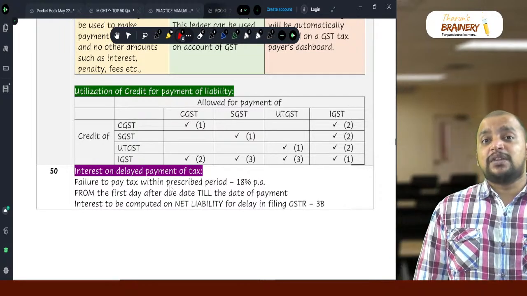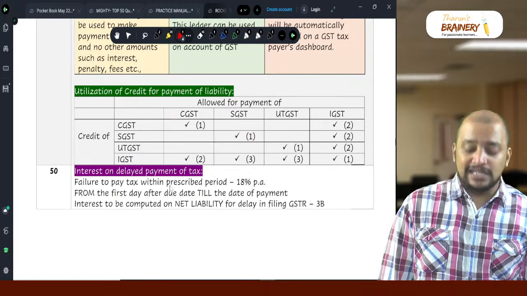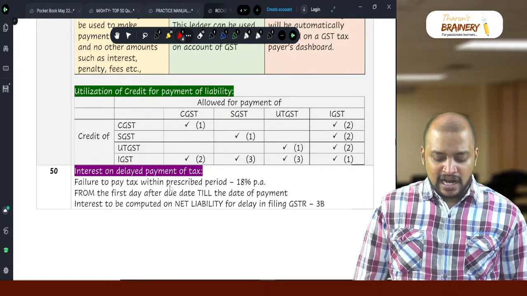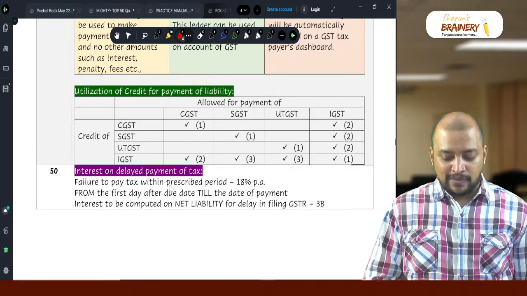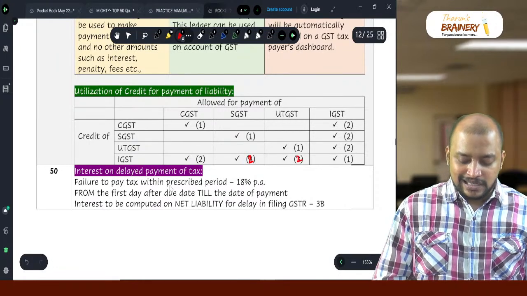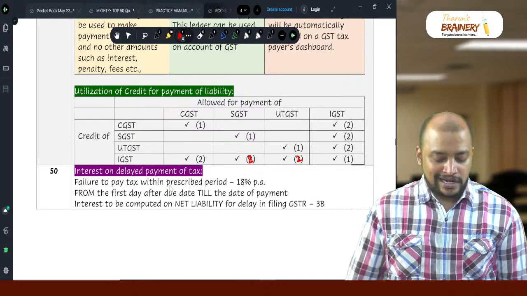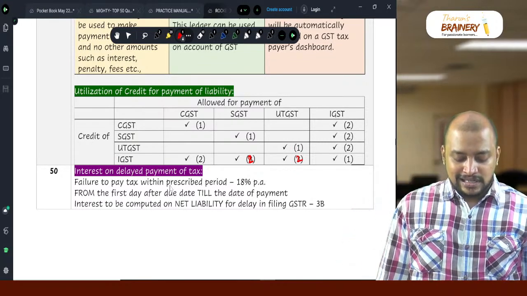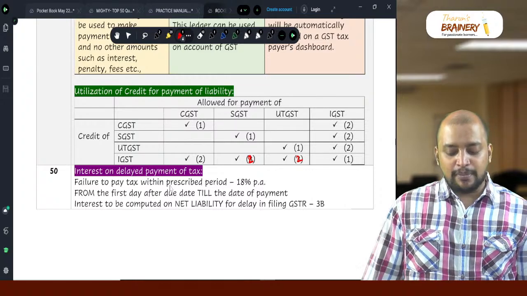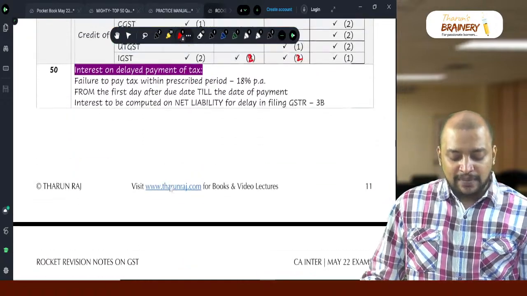Now, IGST can be used for payment of any liability. The first priority is to use it for IGST, then for CGST or SGST or UTGST in any manner, any proportion. So first for payment of IGST, then for payment of CGST, SGST, UTGST in any manner, any proportion. There is no priority there. Then CGST, SGST and UTGST, first for payment of its respective liability, then for payment of IGST. Then last, interest for delayed payment of tax.